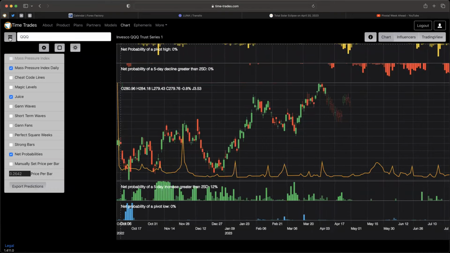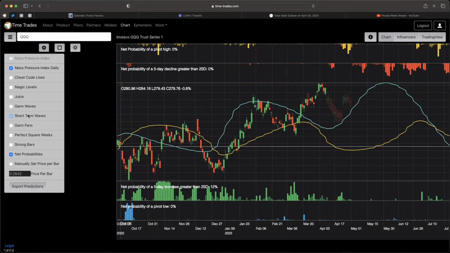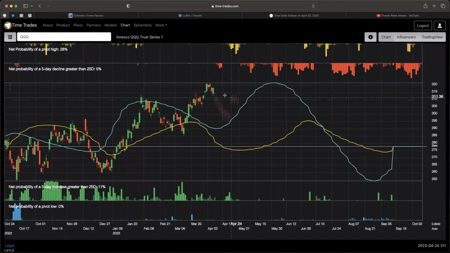Well, we're over here on time trades. We're going to review the Astro. Let's turn off the juice. Let's turn on short-term waves. And we also have the mass pressure index daily on. Okay, so mass pressure index daily is these outlined candles.